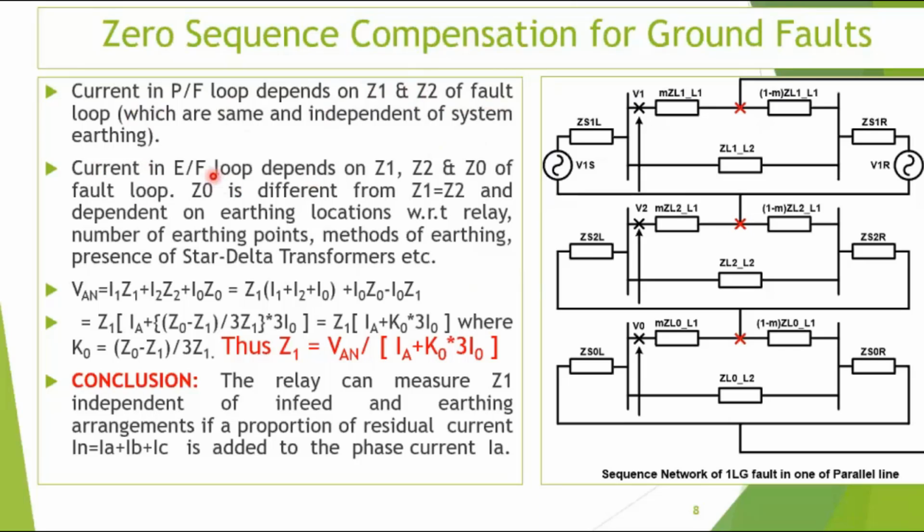But the current in earth fault loops, therein all the complication starts. It depends on Z0. It depends on Z1, Z2, of course. It also depends on Z0. The zero sequence network comes into picture. Now, zero sequence of a transmission line is different from Z1 and Z2.